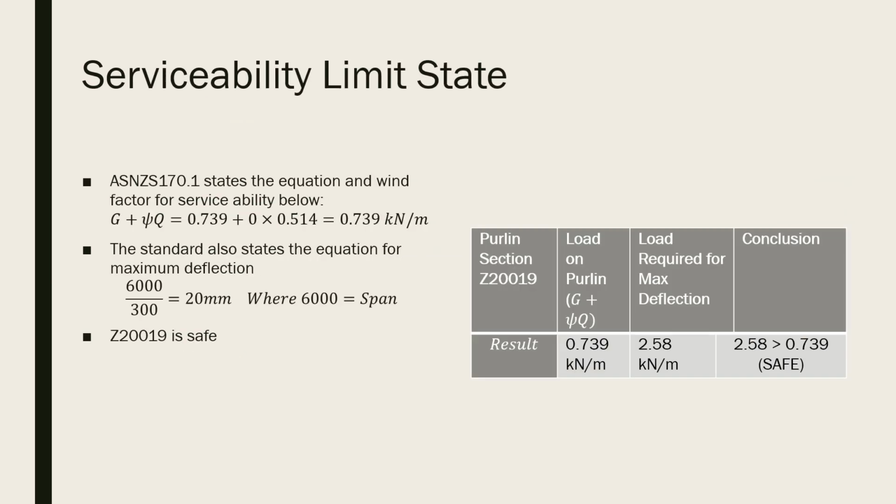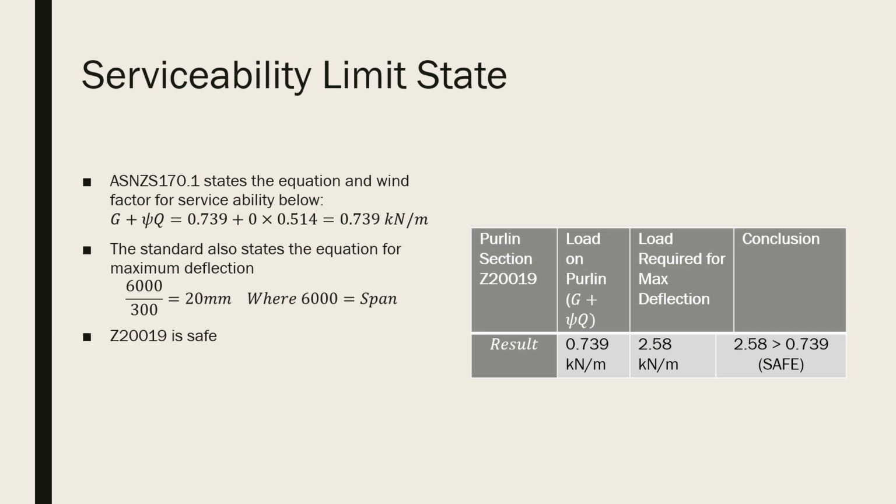Australian Standard 1170.1 states the equation and wind factor for serviceability below. This standard also states the equation for maximum deflection allowed within the structure. Using this, we can find the required load for max deflection and compare it to the one in the LYSAGHT brochure. Doing this, we can conclude that this section is safe for use on both strength and serviceability limit states.